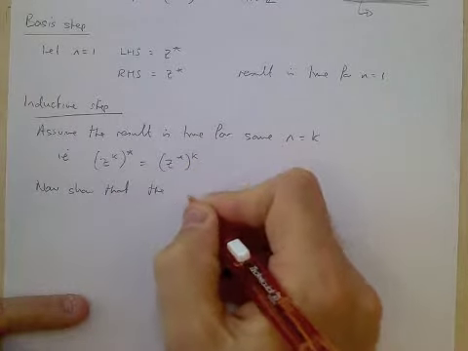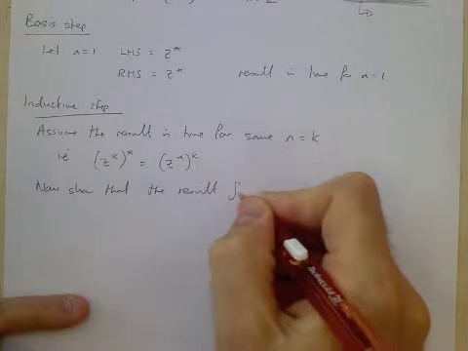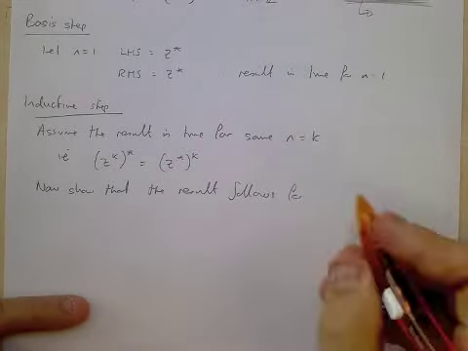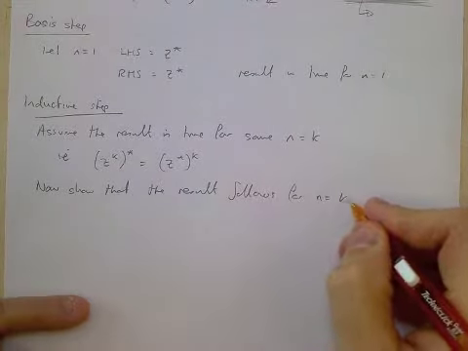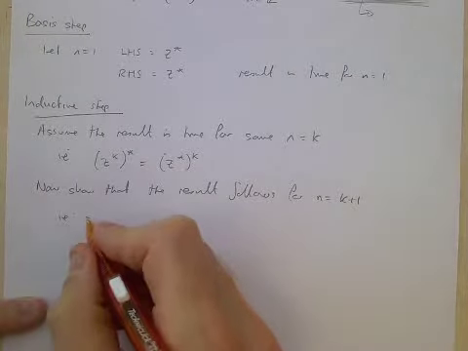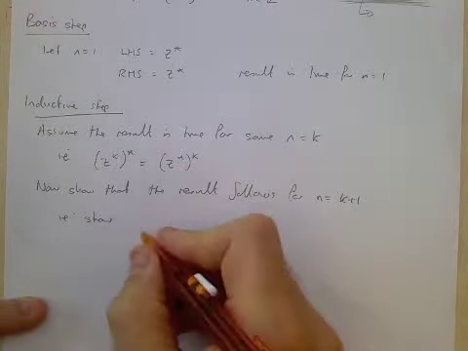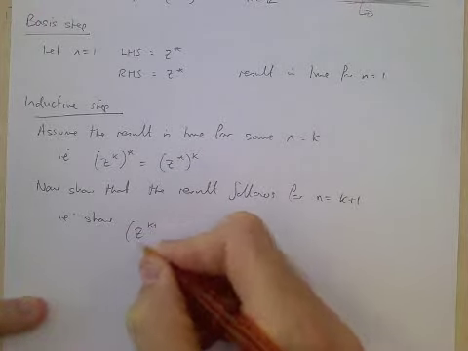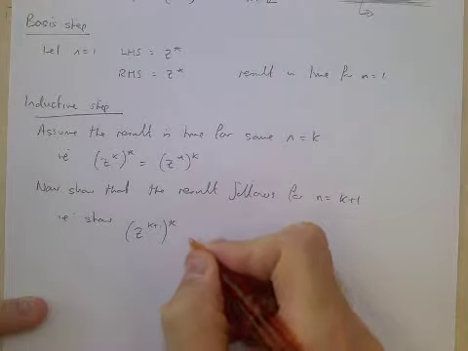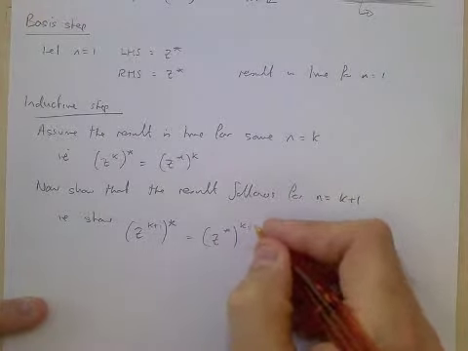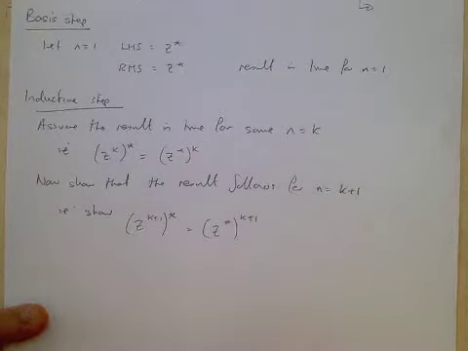Now I want to show that the result follows for n equal to k plus 1. And again, just to write down what that actually means, I'm going to try and show that z to the k plus 1 conjugate is equal to z conjugate to the k plus 1. That's what I'm going to try and show.